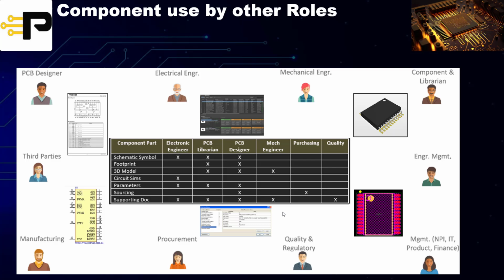I'll give you an example. Your 3D model is for your PCB librarian, your designer, and then mechanical. Mechanical is concerned about your 3D model, for example, how your board fits into an enclosure. So look at these items as specific items that you need for your component.